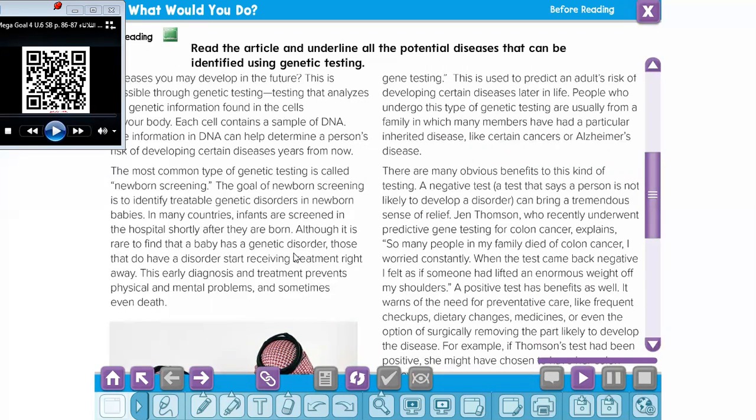What do these words mean? Preventative care. Go ahead Jihad, Jihad Ibrahim. Do you know the meaning, Jihad?